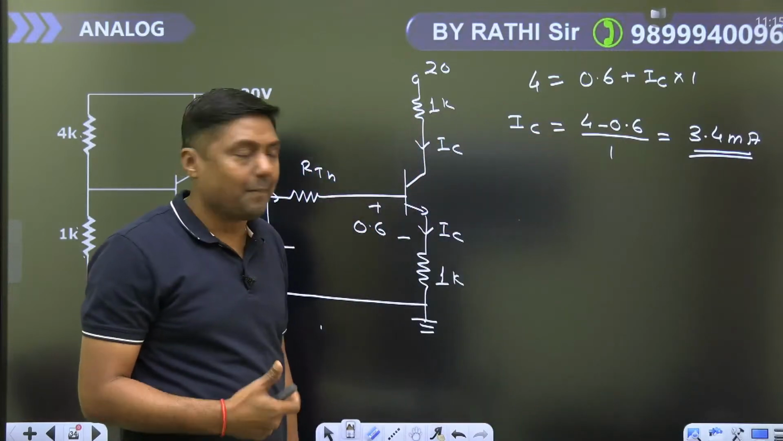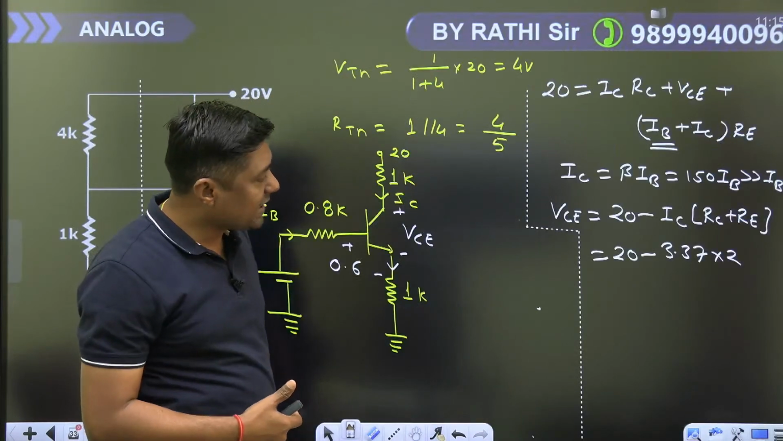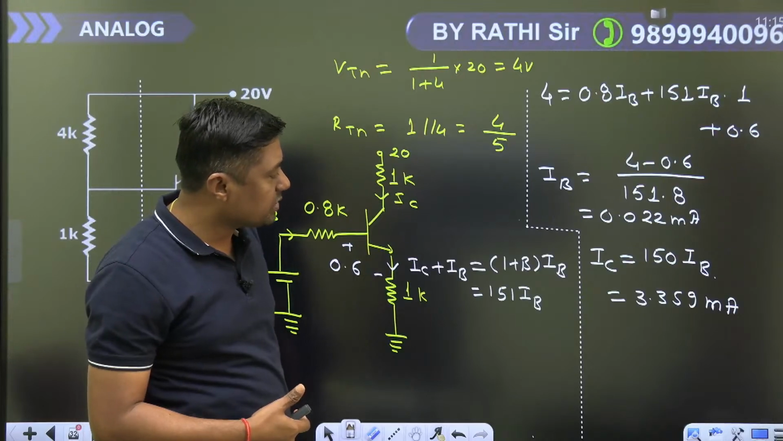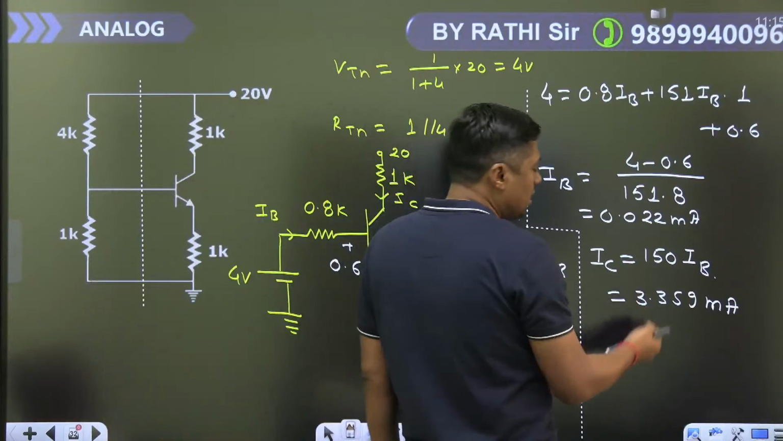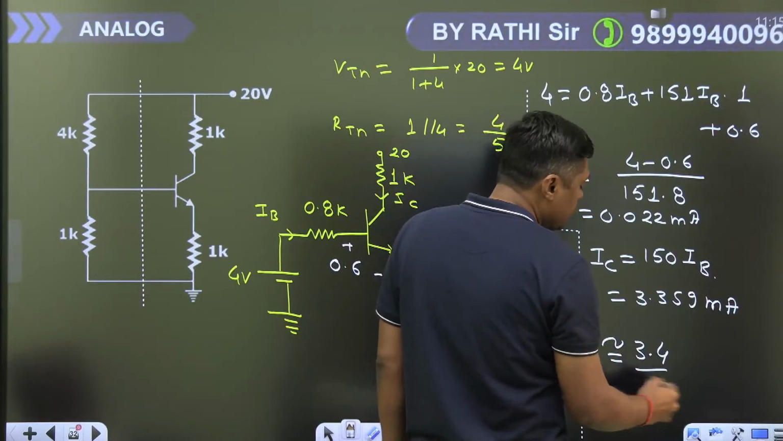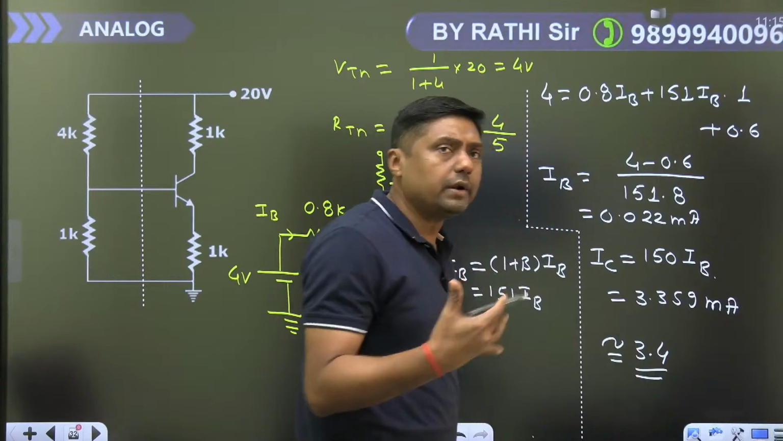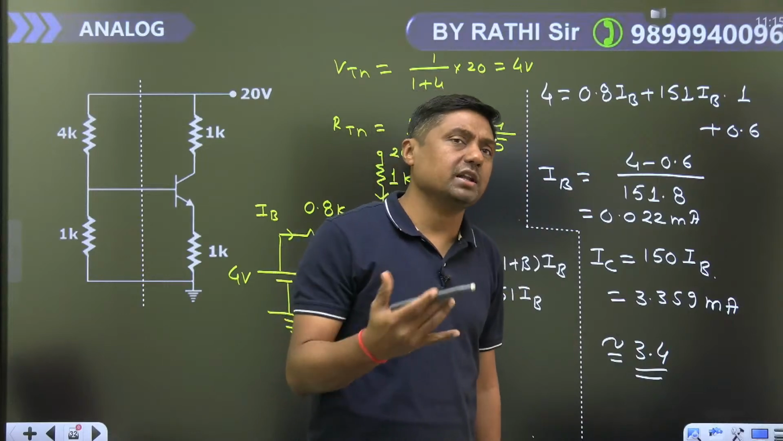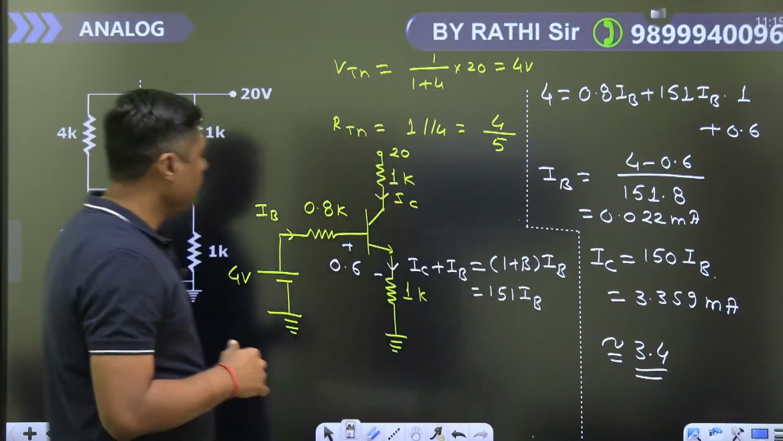3.4 milliampere. So in exact analysis, what is our IC? 3.359. Now we are getting 3.4. Overestimated. Overestimated means it is slightly more, but 3.4 is acceptable.